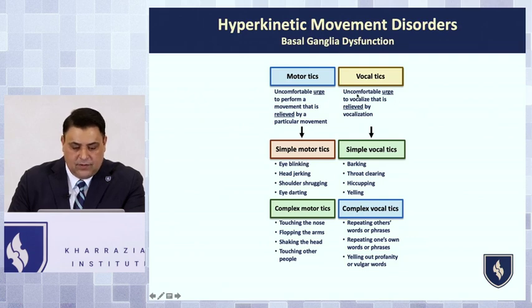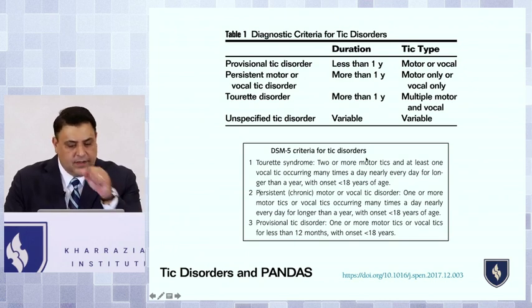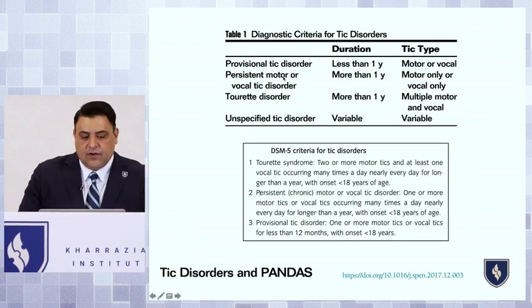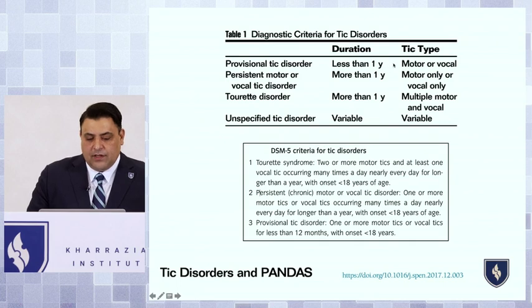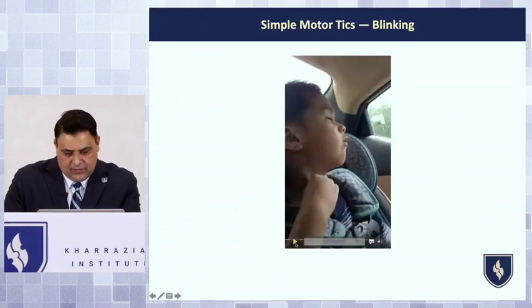So vocal tics and motor tics can be simple or complex. As far as the diagnostic criteria, it's considered a provisional tic disorder if it's less than 1 year. It's called a persistent motor or vocal disorder if it's more than 1 year. And if it's both vocal and motor, then it's Tourette syndrome. Then you can have variabilities in between these, but that's the diagnostic criteria. And we went over and showed some examples of each. Let's just review those again.